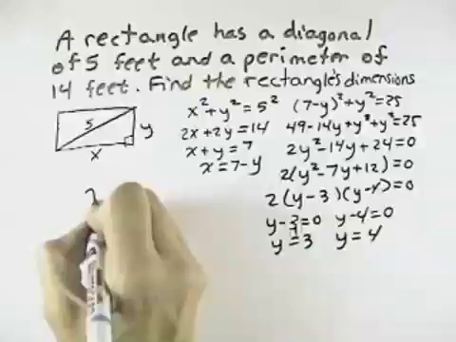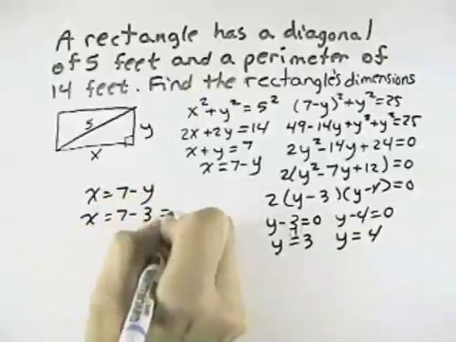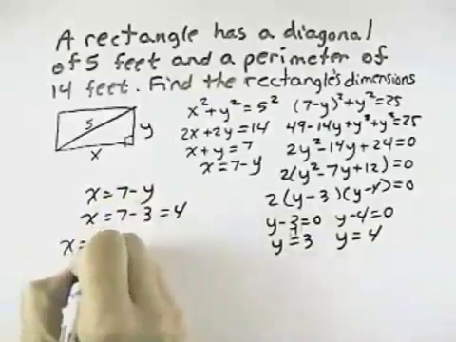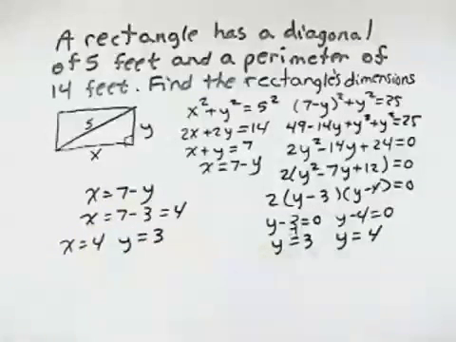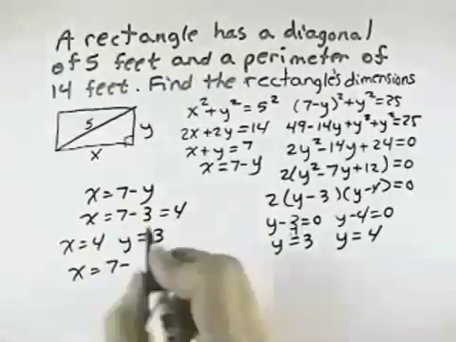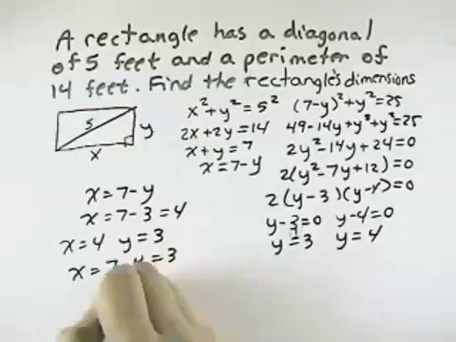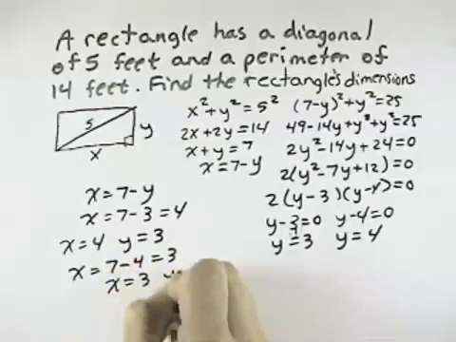Going back to x equals 7 minus y, that could be 7 minus 3, which is 4. So I could have x equals 4 when y equals 3, or x equals 7 minus the y of 4 gives me 3, so I could have the same idea, this time x equals 3 when y equals 4.